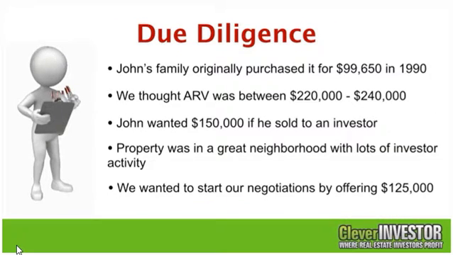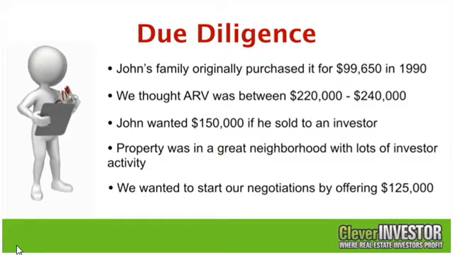Got off the phone, started doing our due diligence, realized that John's family originally purchased the property for $99,650 in 1990. We thought that after doing our research that the after repaired value was between $220 to $240 depending on what you did to the place. And originally, when I first asked him, I said, so John, what exactly do you want to sell the property for? And he said $150,000 if I sold it to an investor.